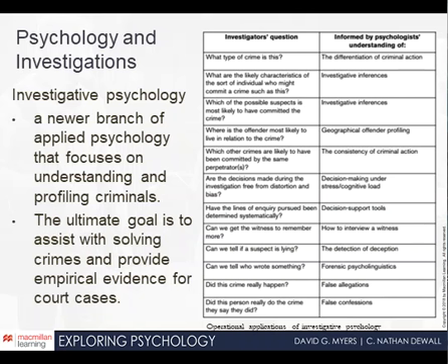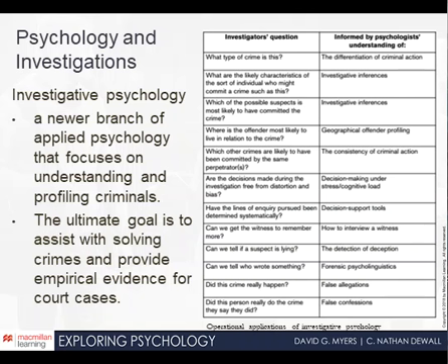When they're continuing to commit these crimes, they want to be caught, okay, and investigators use psychology to aid them in their investigations. They may ask such questions as, what type of crime is this? What are the likely characteristics of the sort of individual who might commit a crime such as this? Which of the possible suspects is most likely to have committed the crime? Where is the offender most likely to live in relation to the crime? Which other crimes are likely to have been committed by the same perpetrator?